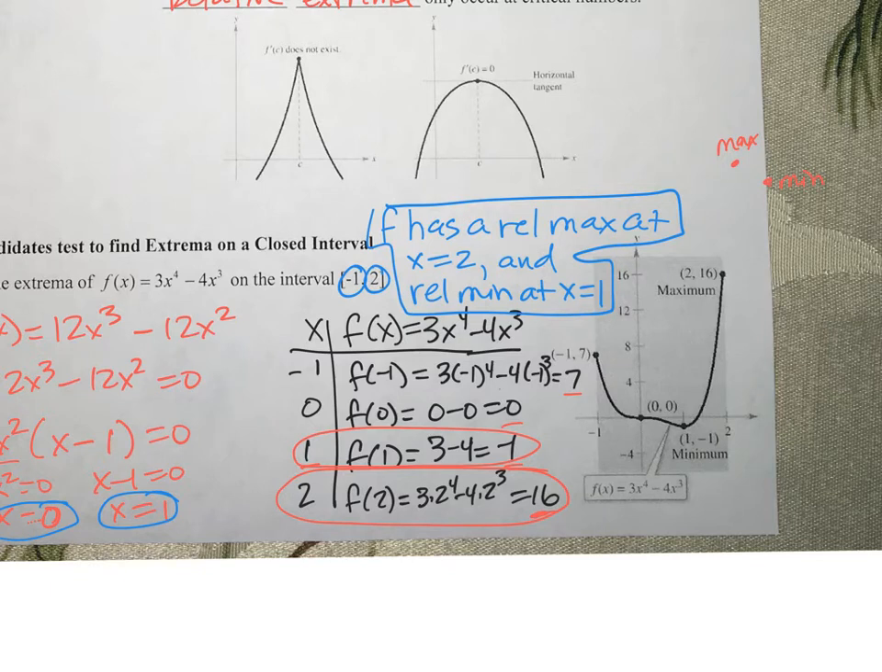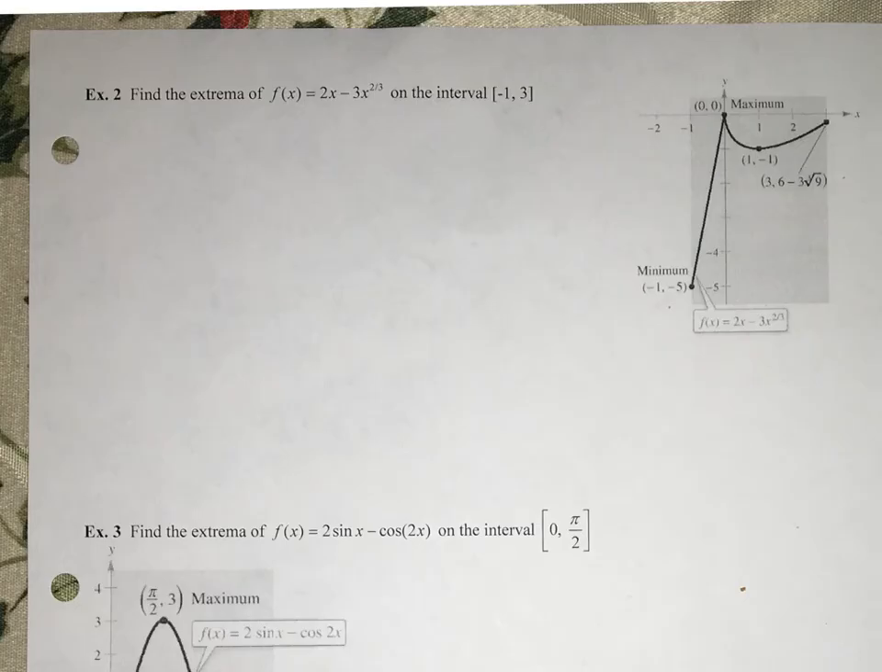So that's our first example of a candidates test. Let's go ahead and take a look at a couple more. Okay, so example 2 says, find the extrema of f of x equals 2x minus 3x to the 2/3 on this closed interval -1, 3.